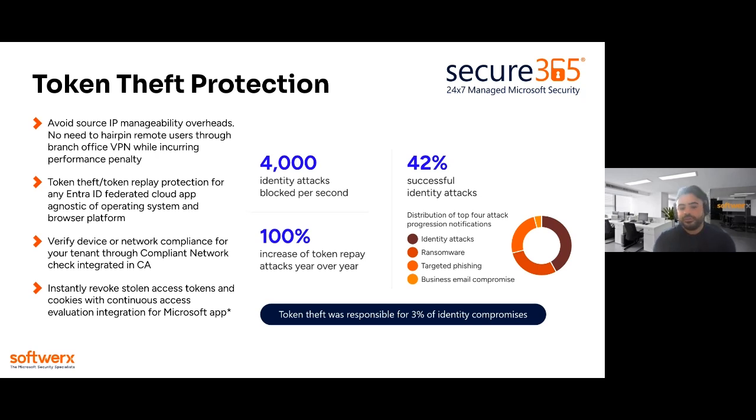You can see just a couple of statistics there as well. 4,000 identity attacks blocked per second, 42% successful identity attacks, the distribution of the top 4 attacks: identity attacks, ransomware, targeted phishing, and business email compromise, and a 100% increase in token replay attacks year over year. It's a massive growth, as I said, as more applications move to SaaS and more organizations take up single sign-on, always leveraging the primary refresh token.